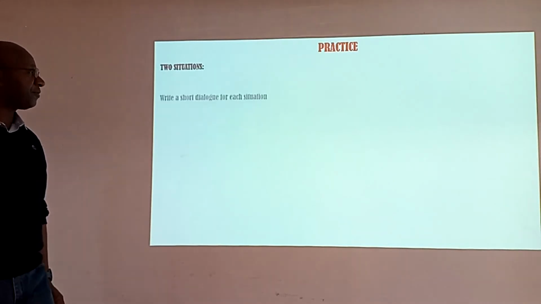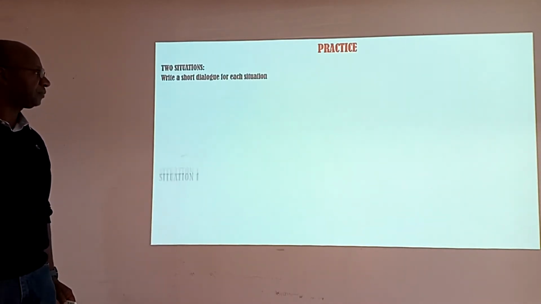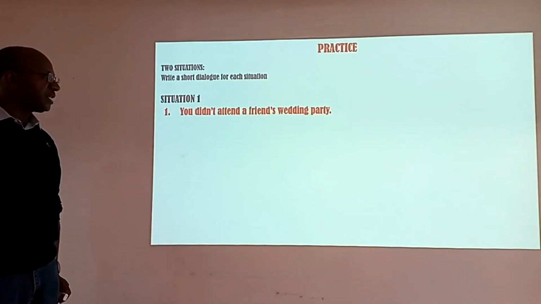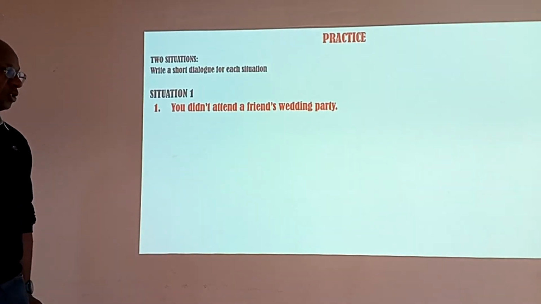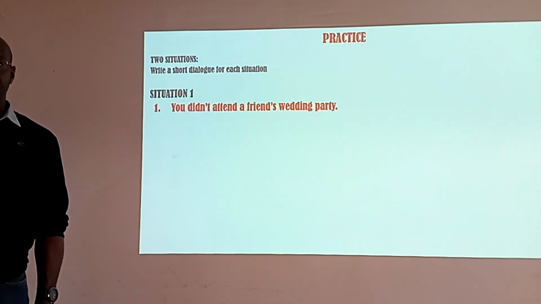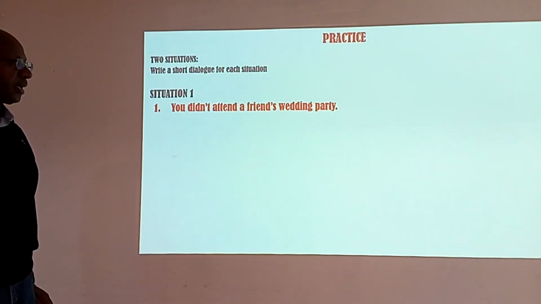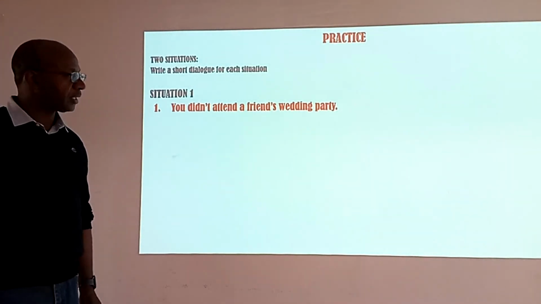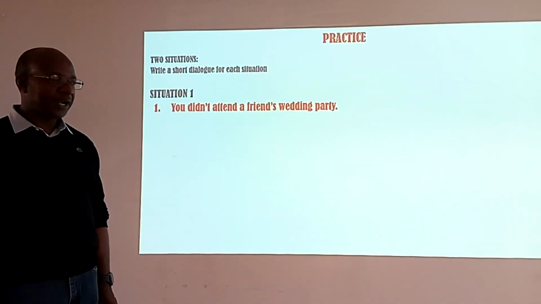Okay, now we have here two situations and you are asked to write a short dialogue for each situation. Now, situation number one. Okay, you didn't attend a friend's wedding party. So I give you 5 minutes to write a short dialogue where you have to apologize and accept apology. Good. Okay, now let's see one of your friends' dialogues.